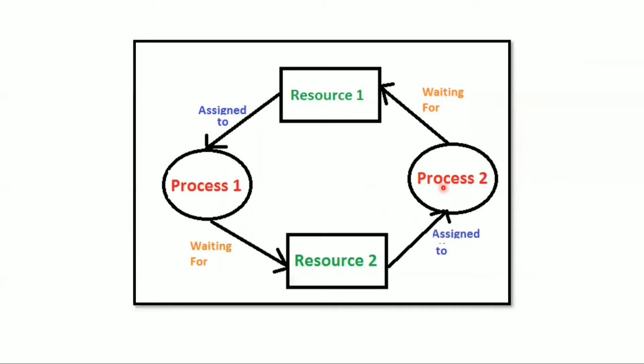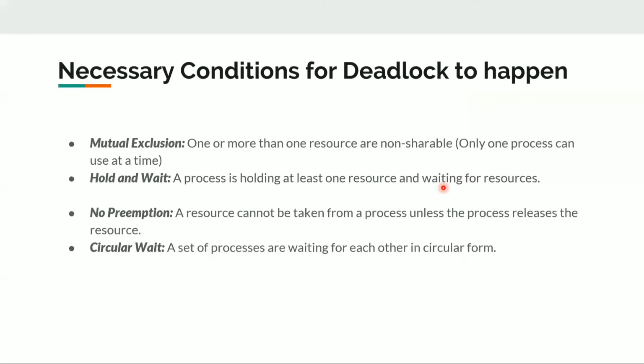So I'm saying it is a kind of deadlock in operating system. It is a kind of deadlock. It is not exact deadlock, because for exactly deadlock to happen, there are 4 necessary conditions that our system should fulfill. So what are those conditions? The necessary conditions for deadlock to happen in the system.